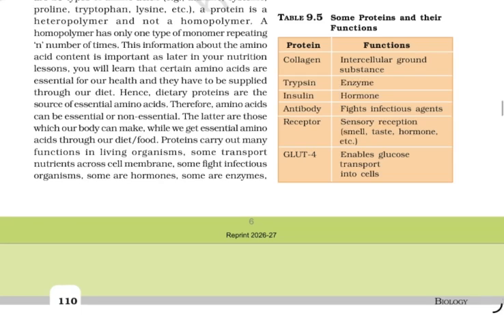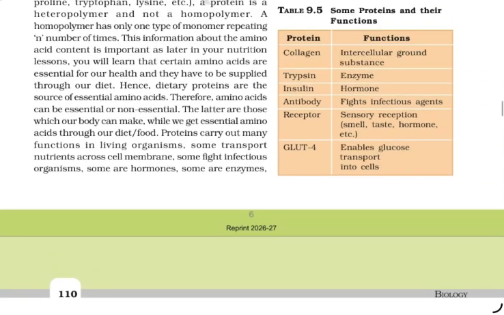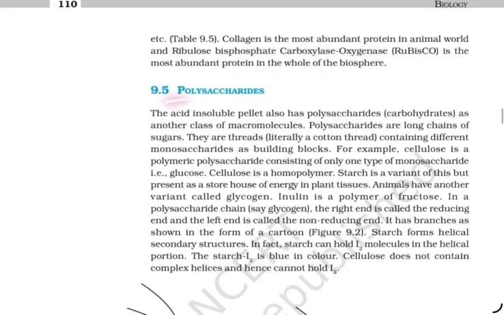GLUT4 enables glucose transport into the cells. Collagen is the most abundant protein in the animal world. Ribulose bisphosphate carboxylase oxygenase, RuBisCO, is the most abundant protein in the whole of the biosphere.